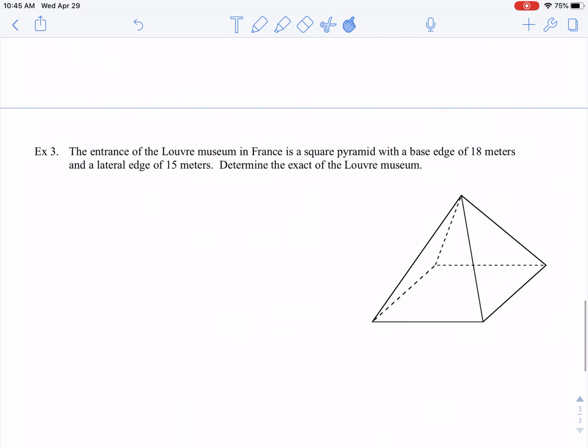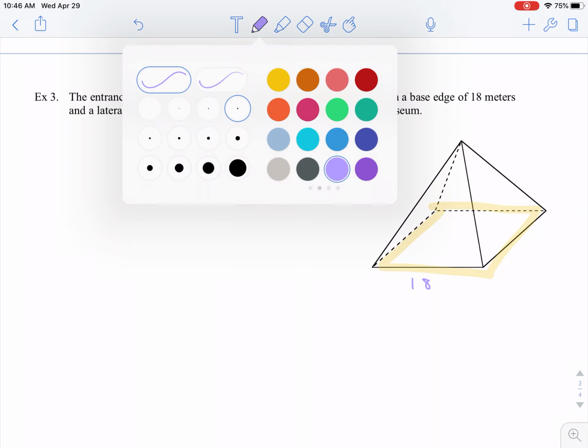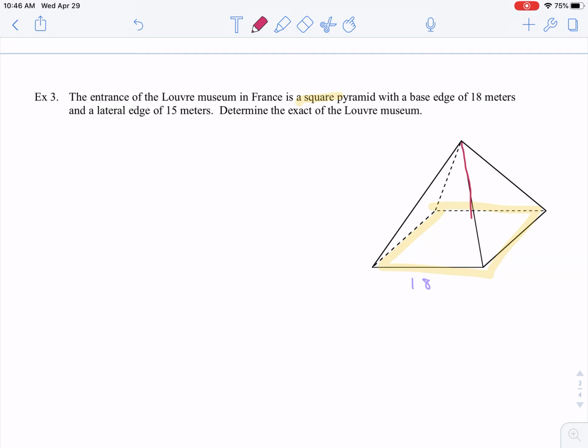Okay, let's take a look at another example. So this tells us that we're thinking about another square pyramid, right? So here's my base, it's a square, because it says that it's a square pyramid. And it has a base edge of 18, okay? And then it also tells us that we have a lateral edge. Now remember, a lateral edge is different than the slant height. The lateral edge is going to be one of these segments that's connecting the vertex to the apex, okay? And the lateral edge is 15, okay?